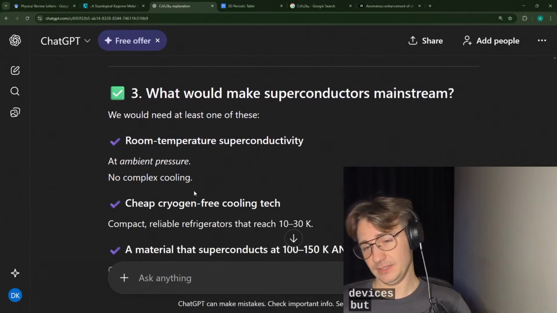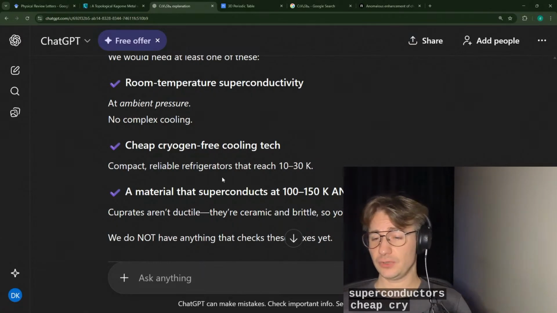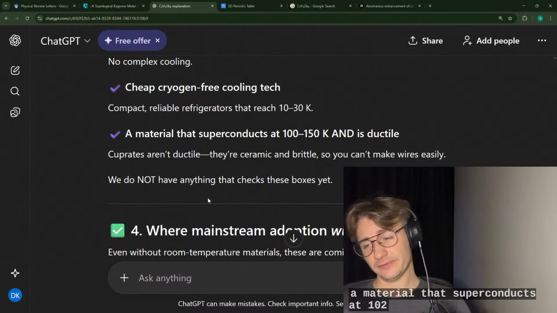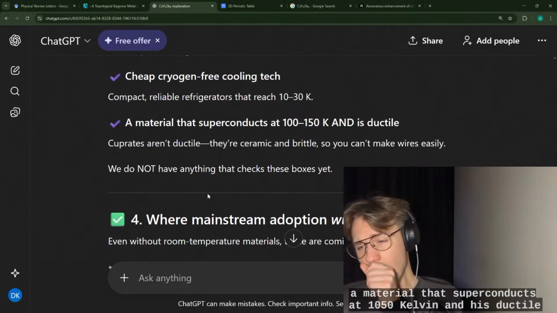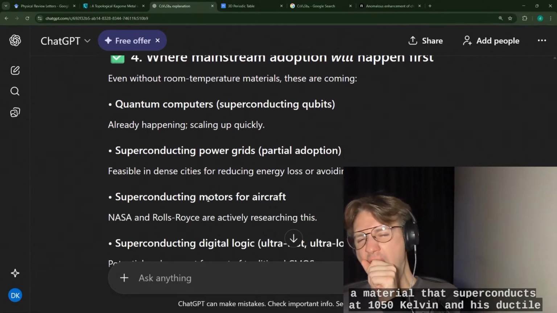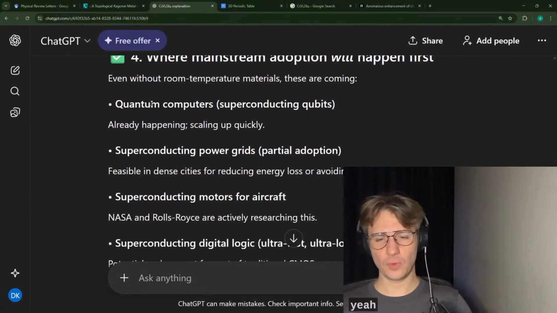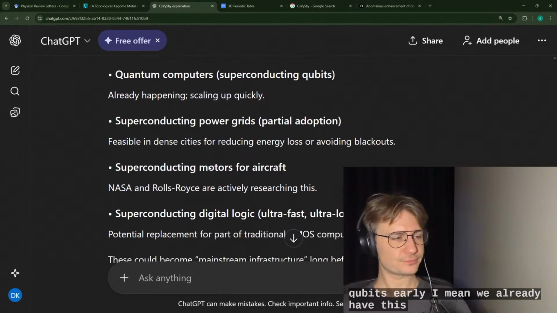What would make it mainstream? Room temperature superconductors. Cheap cryogen-free cooling tech. A material that superconducts at 100 to 150 Kelvin and is ductile. Yeah, we'll have quantum computers using superconducting qubits early. I mean, we already have this.